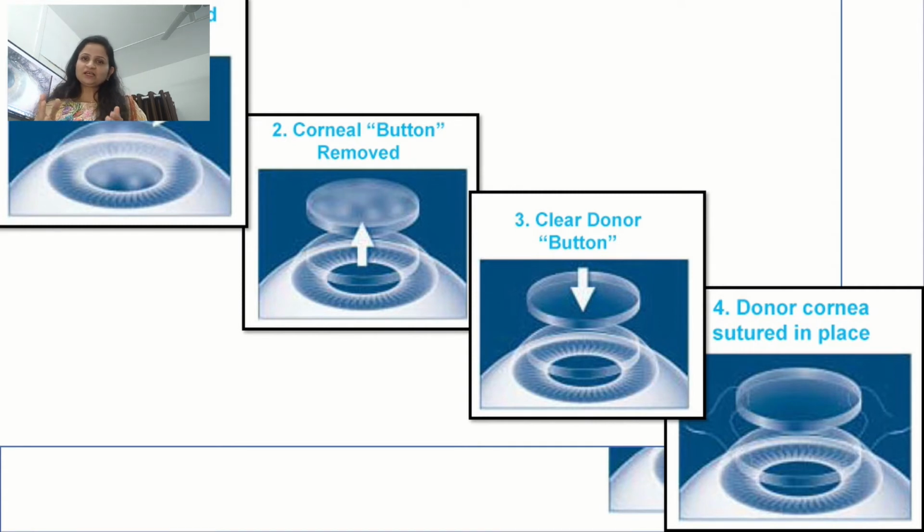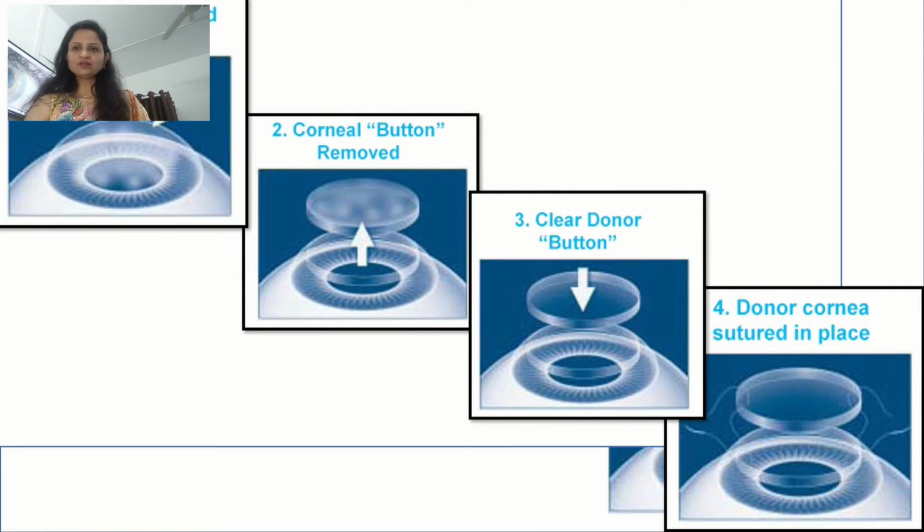Once it is placed, it has to be joined to the old cornea, like the host cornea. To join it, we place some sutures. Anything between 9 and 16 sutures is what is used. These sutures help the new cornea and the old cornea join and form good bonding.